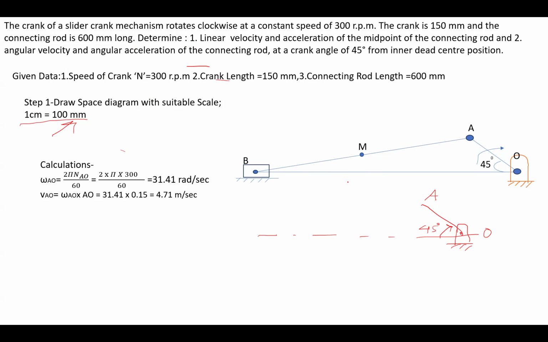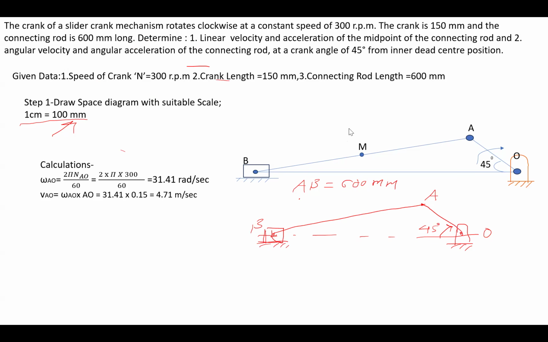Then taking the distance AB equal to 600 mm. By scale it is 6 centimeter. Keeping the compass at A, cut this horizontal line. We got the B point. Join this A with the B. At B you are having the slider. In this way you have to complete the space diagram.